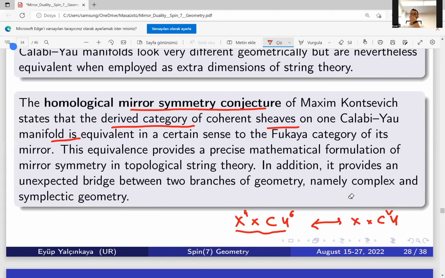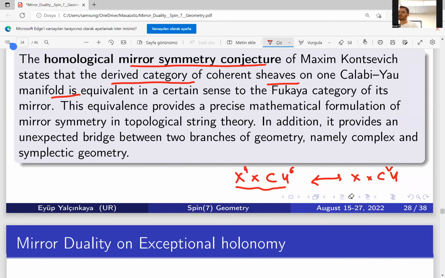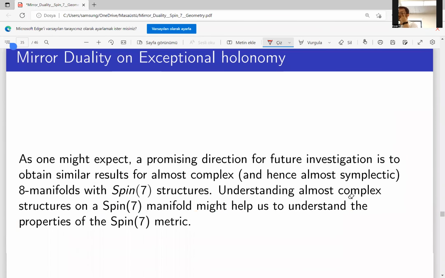Mathematically, this is an extremely unexpected bridge between complex and symplectic geometry, because symplectic geometry uses different types of tools and is defined with two-forms, but complex geometry is defined with Riemannian geometry, the Riemannian metric and connection. Mirror duality gives us information, and there is the bridge, the relation between two different geometries.